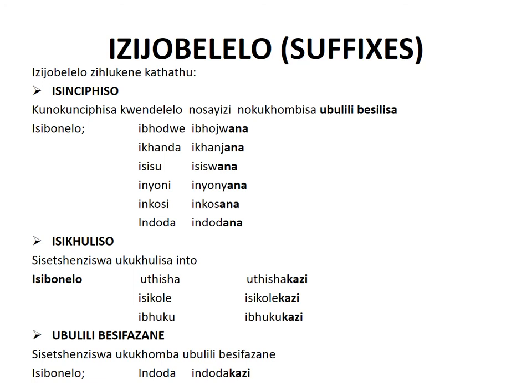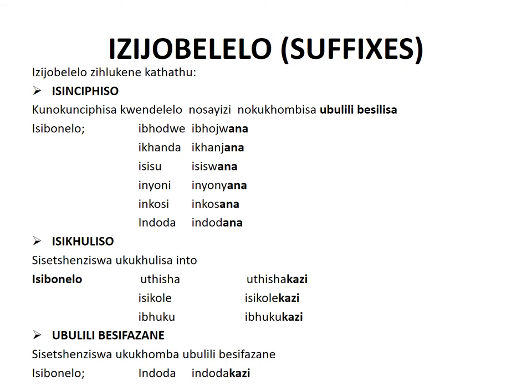Asifundeni izibonelo. Ibhodwe, we're talking about a pot. If it's a small pot, you say ibhojwana. Every time a noun ends with a D towards the end, the D changes to a J. Ibhodwe is a pot. Then when you say ibhojwana, you are referring to a small pot.